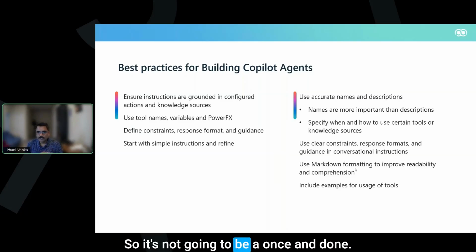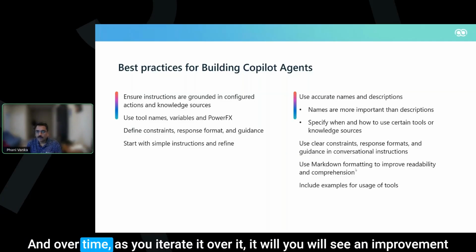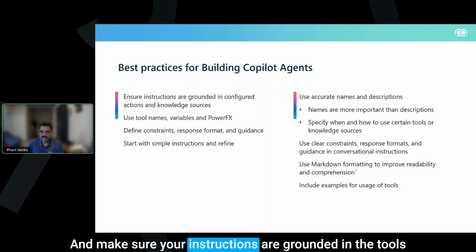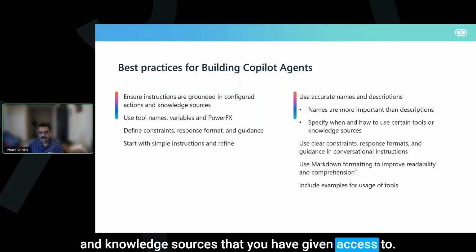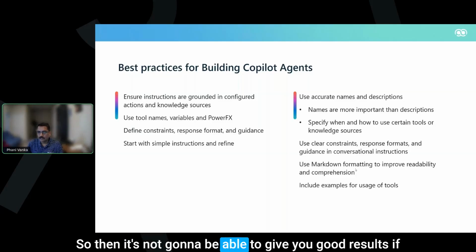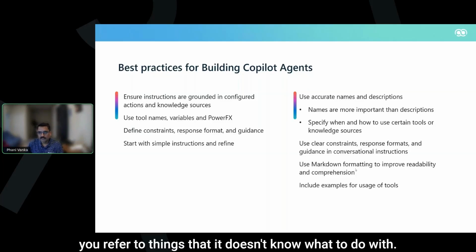So it's not going to be a once and done type instruction. You have, just like everything else, you have to iterate over it. And over time, as you iterate over it, you will see an improvement in the performance when it comes to accuracy and consistency. And make sure your instructions are grounded in the tools and knowledge sources that you have given access to. Do not refer to items that are not available for the agent. So then it's not going to be able to give you good results if you refer to things that it doesn't know what to do with.